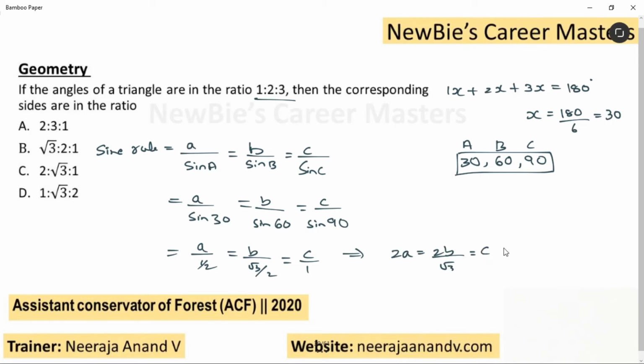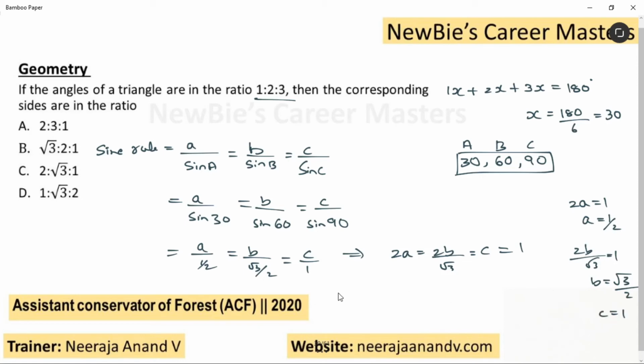To simplify this, let's equate these three values with 1. Then we can take 2a is equal to 1. Then a value will be 1 by 2. 2b by root 3 is equal to 1. Then b value will be root 3 by 2. c is equal to 1.